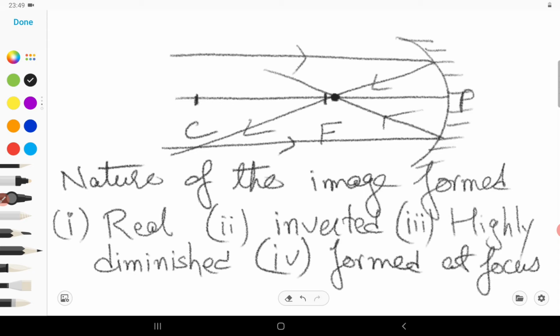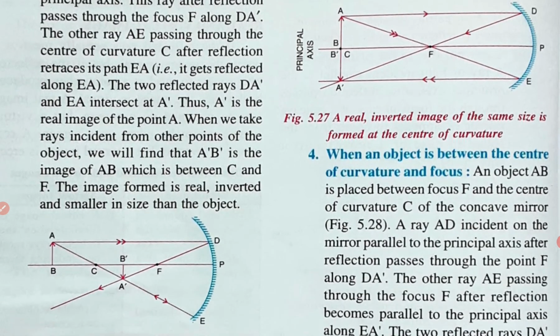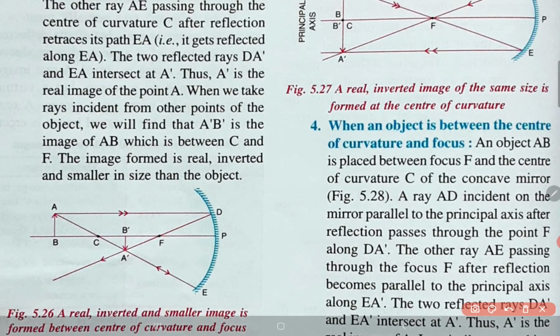Let us go to the second case. The second case is when the object is beyond the center of curvature. That means at the back of the center of curvature, like this here. This is the position of the object when it is beyond the center of curvature. Here is the center of curvature and the object is just behind it. So under this situation, what will be the ray diagram? Obviously you can see the ray diagram. It will be of this kind.